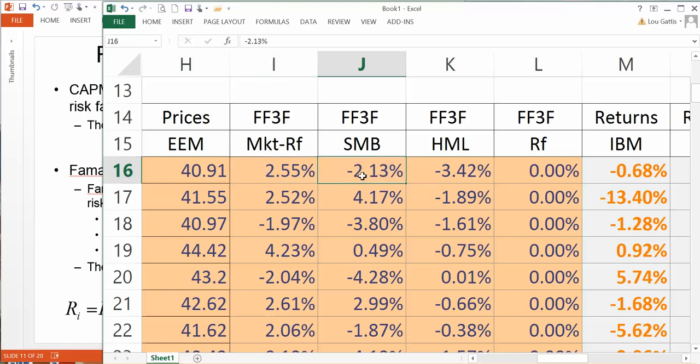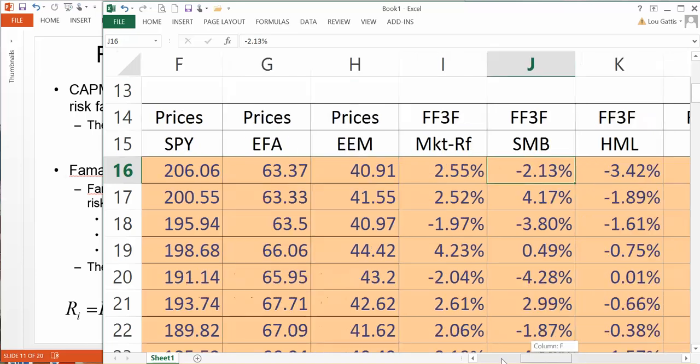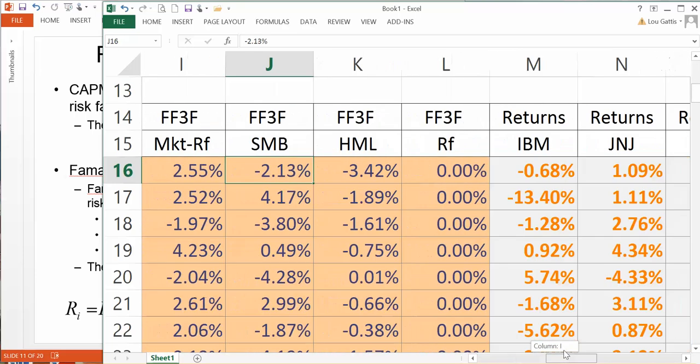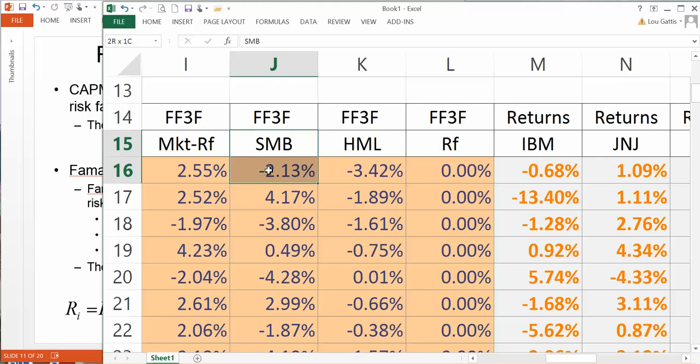So if you're looking at this negative 2% for November of 2014, what that means is in November of 2014, small stocks underperformed large stocks. But in October, small stocks outperformed large stocks. SMB means small minus big, the return of small stocks minus the return of big stocks. And then HML is Fama-French's term for the return on high book-to-market stocks minus the return on low book-to-market stocks. You can see that last November in 2014, high book underperformed low book.